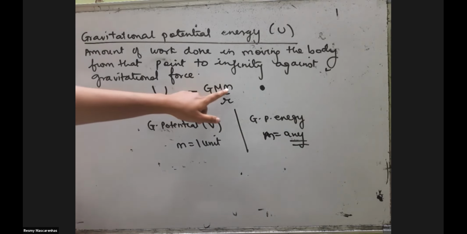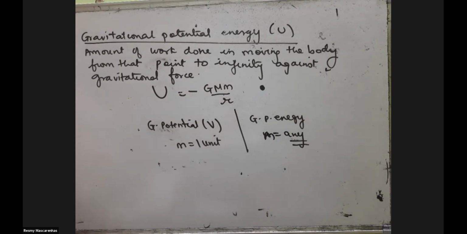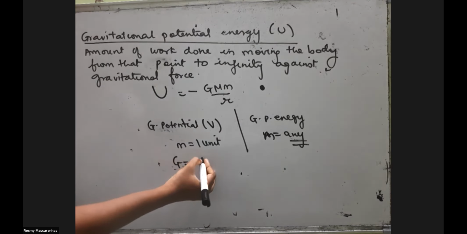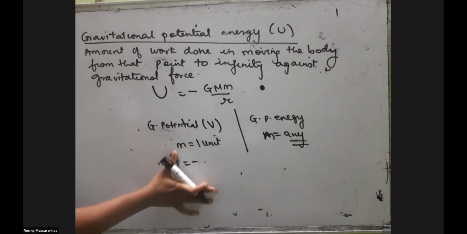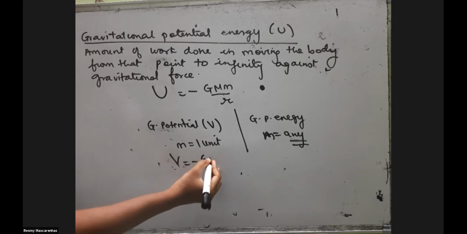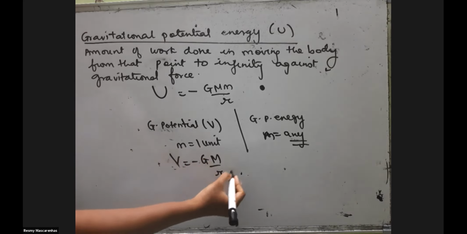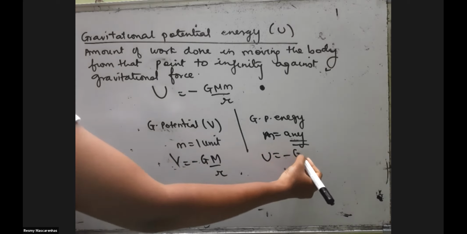So that's why this m will be smaller. There what was happening? M was 1, so that was gone. So U is minus GMm upon R.